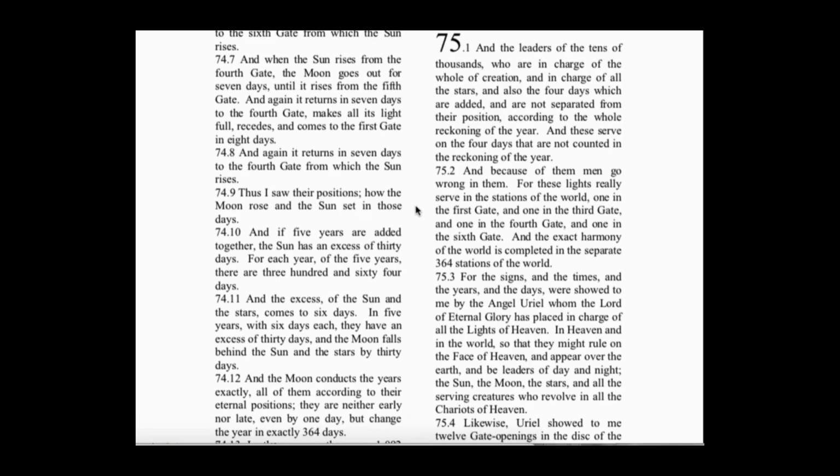For these lights really serve in the stations of the world, one in the first gate, and one in the third gate, and one in the fourth gate, and one in the sixth gate. So it's gate 1, 3, 4, 6. And the exact harmony of the world is completed in the separate 364 stations of the world.